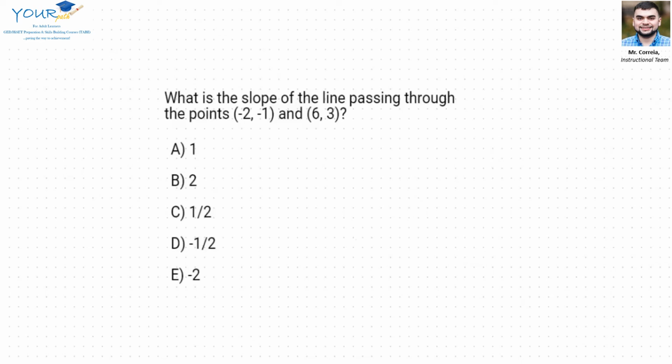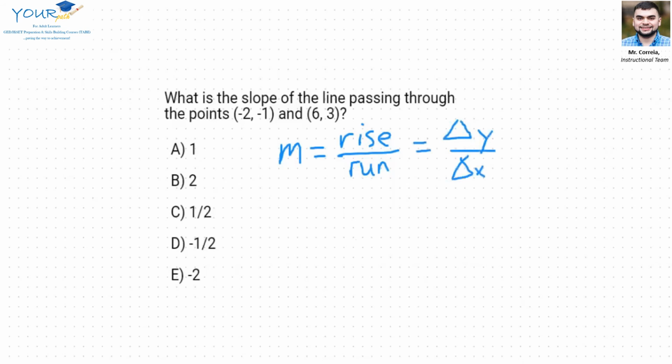To solve this problem, we'll have to remember the definition of the slope, which is the slope m. You might see this as the rise over the run, that is how far up the graph goes for how far over the graph goes. Or you might see this as the change in y, delta y, over the change in x, delta x.